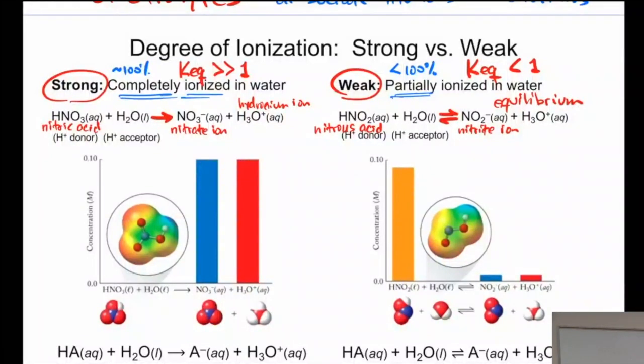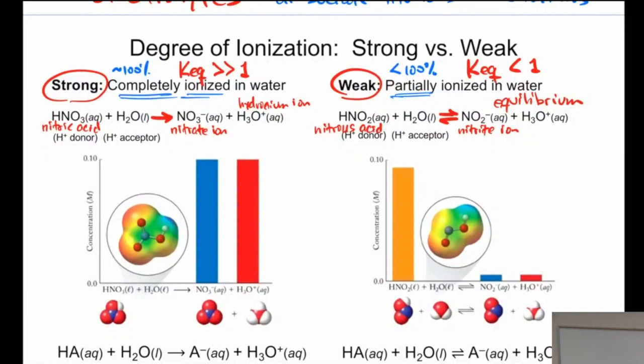All right, now here's some pictures from the textbook that just show you in picture form that for nitric acid, which is a strong acid, it dissociates virtually 100%. So you've got basically all products over here. Whereas with nitrous acid, look at this. Here's the equilibrium. The equilibrium is far to the left. KEQ is less than 1.